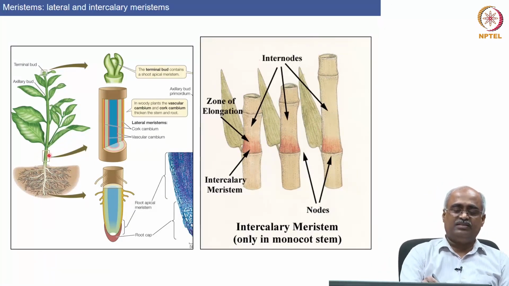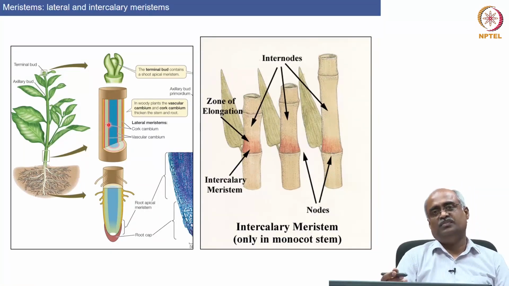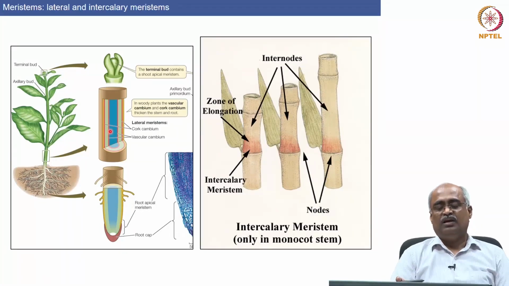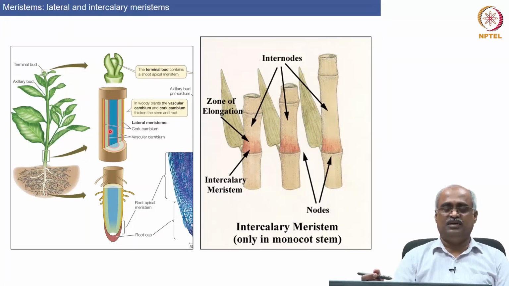So if you take a cross section of the shoot, the stem portion, you have these two red layers of cells. These are lateral meristems, okay? These give rise to cells that help in growing in a broader way, so the thickness or girth of the stem increases, the radial expansion of the stem increases.